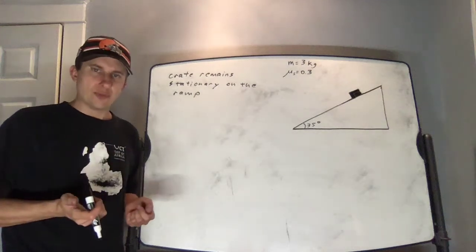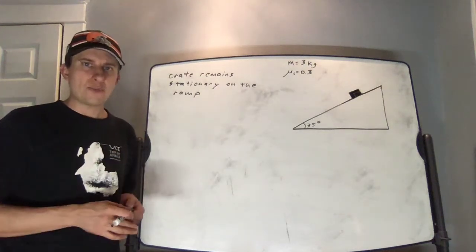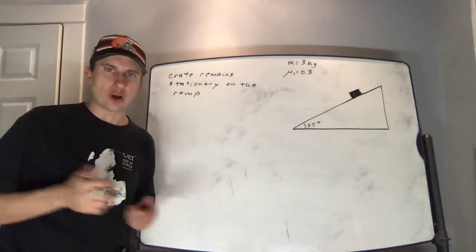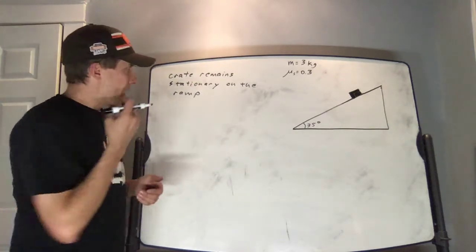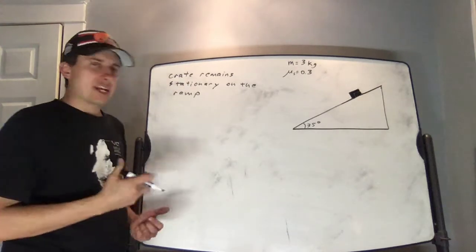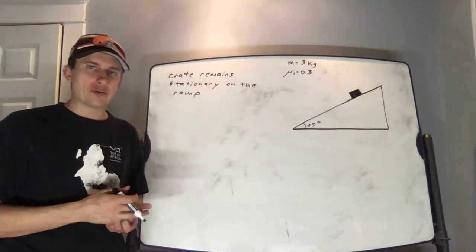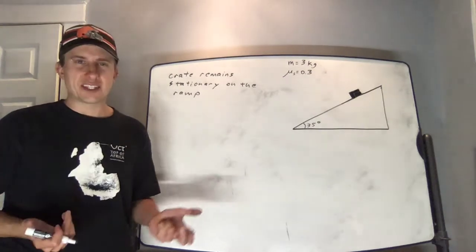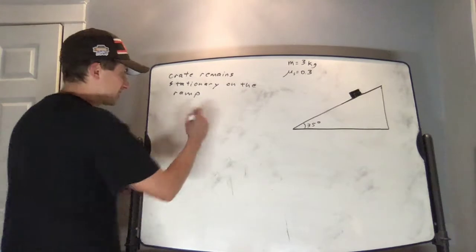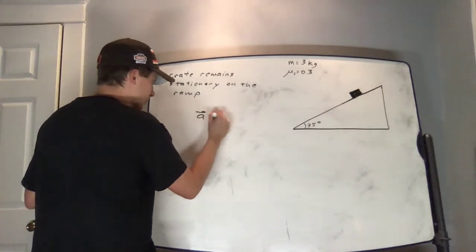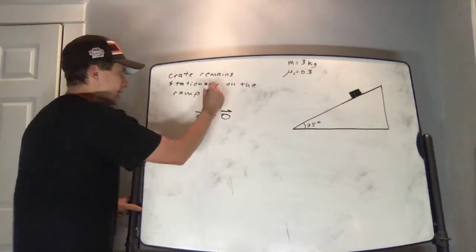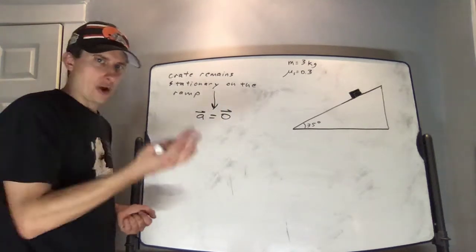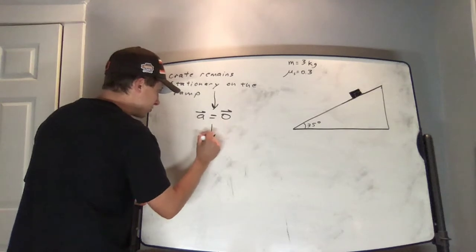In this example problem, there is a crate on a ramp, and this crate is going to remain stationary on the ramp throughout the entire problem. The fact that the crate remains stationary tells us something about all the forces acting on the crate. If the crate is remaining stationary throughout this problem, the acceleration of the crate is going to be 0.